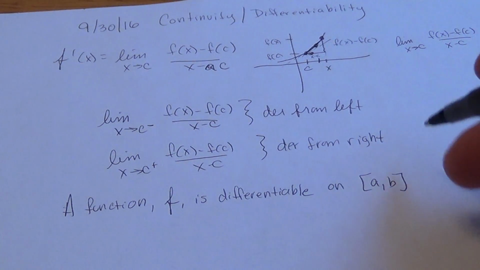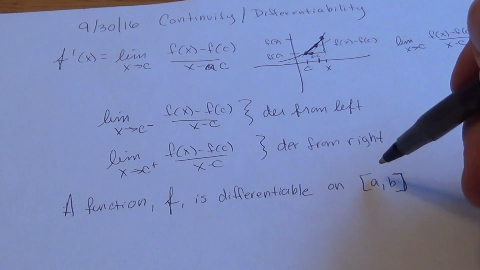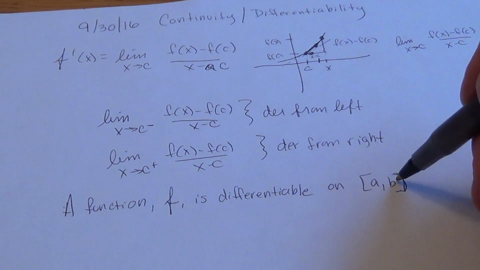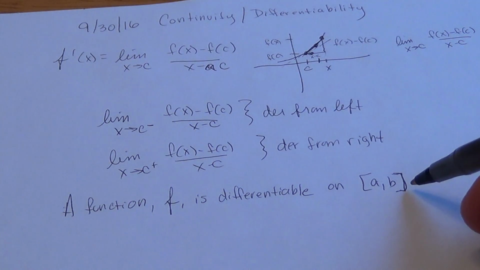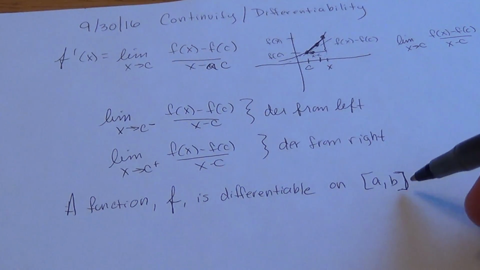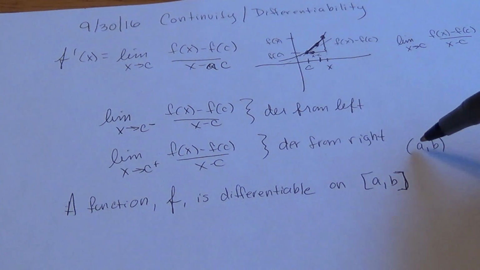Remember, the brackets mean it's closed in that it will include a and include b and everything in between. That's interval notation for a closed interval, as opposed to an open interval, which does not include the endpoints a and b, but everything in between.